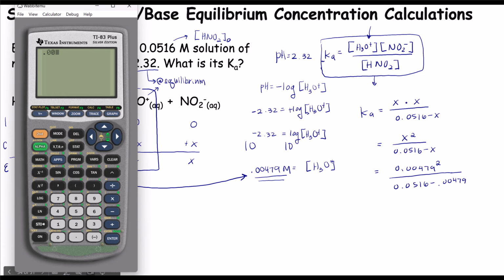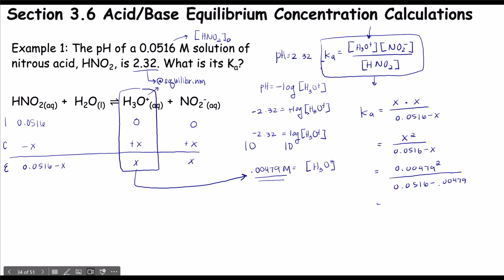Let's plug this in. It's 0.00479 to the second power. Enter, and I'm going to divide that by the subtraction of the two numbers, 0.0516 minus 0.00479. That would give me 4.910 times 10 to the negative 4. I don't really like working with negatives, but we'll go ahead and put 4.89 times 10 to the negative 4 as my Ka value.